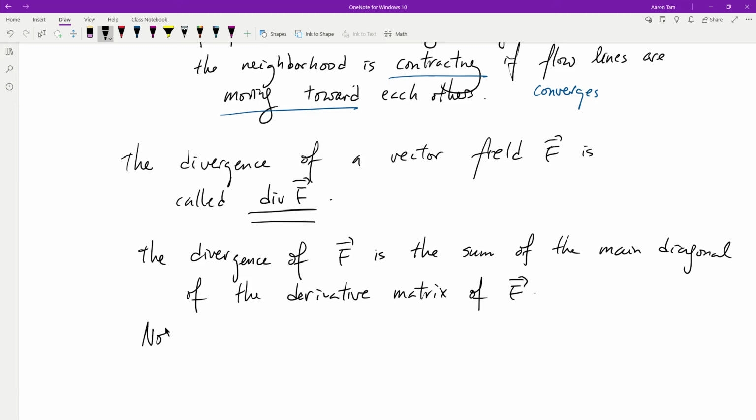Also important to note is the following. Because it's the sum of the main diagonal of the derivative matrix, each of which is a scalar, note that the divergence of F is always a scalar. It cannot be anything else.